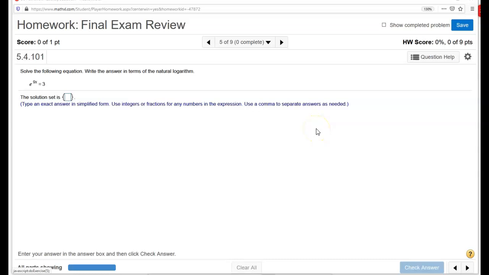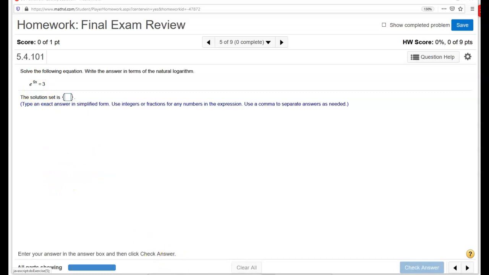Hey, this is Mr. Beckstrom, and I want to go over the second part of the final exam review. So starting with question 5 here. This says solve the following equation, write the answer in terms of the natural logarithm, that's the ln. So this one says e to the 9x is equal to 3.